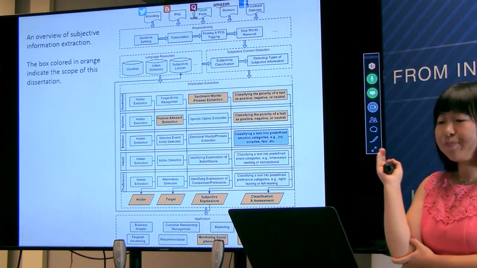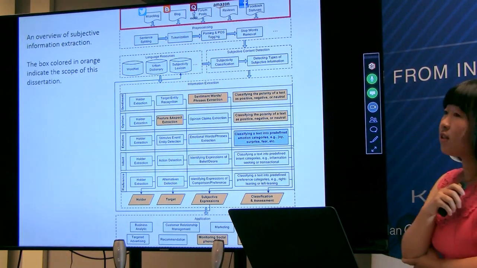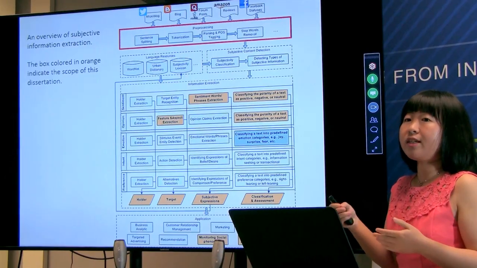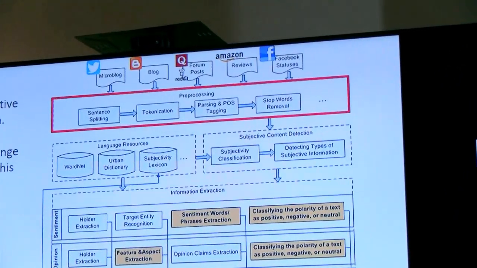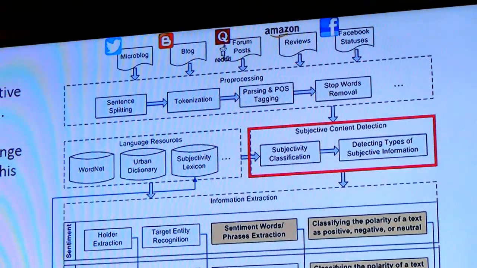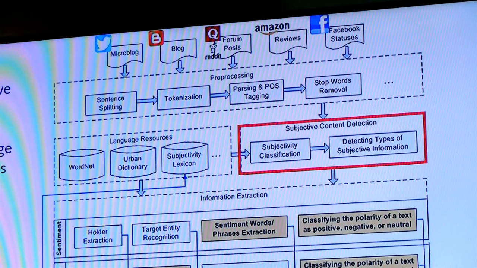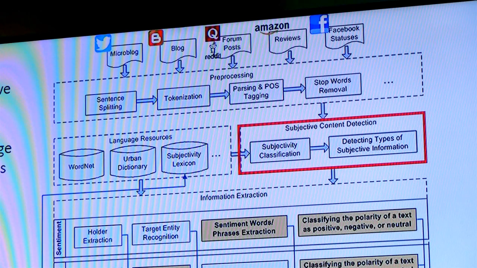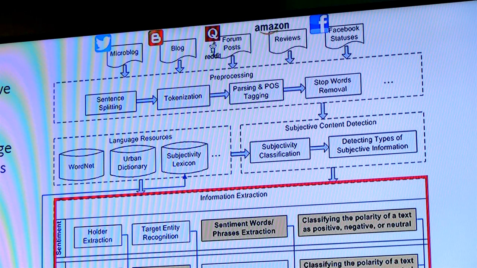So here is the overview of the subjective information extraction. First, we collect user-generated content from all different social media platforms. And then several pre-processing steps can be applied to the raw data, like sentence splitting, word tokenization, to extract the part of text, etc. And then an optional step is to detect subjective information or subjective content from the text. It can include classification tasks which classify the text as subjective or objective. It can also include some classifiers to detect which specific subjective information is contained in the text, like whether it's an intent, expectation, or sentiment. I say it's optional because sometimes we know what we are looking for in the text, like we know we are looking for sentiment, or we know we are looking for intent. So in that case, we may skip this step. And then the main step is to extract information.